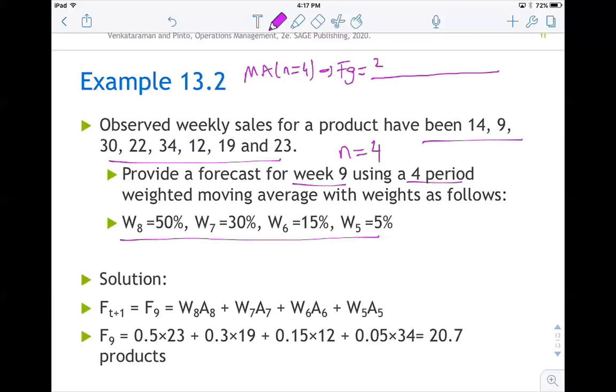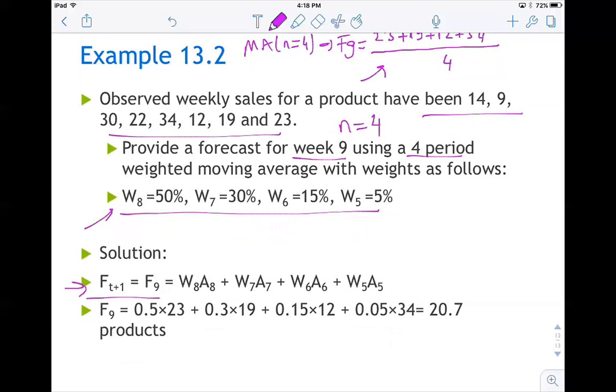just simply taking the most current 4 data values, adding them up, and dividing this whole thing by 4, right? The question is basically telling us that, okay, this is just a pure average of these 4 values. Instead, go ahead and utilize these weights so that you can calculate the weighted moving average forecast for week 9.